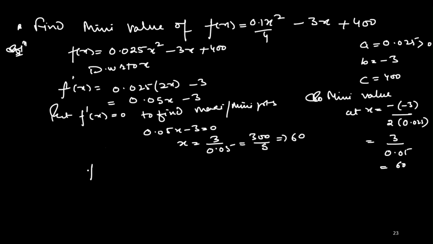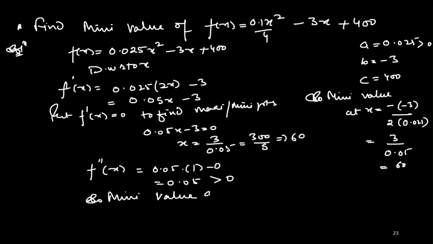Now find the second derivative. The second derivative is the derivative of the first derivative. This is 0.05 into 1 minus 0. So the answer is 0.05. Since it is positive, there is a minimum value at x equals 60.